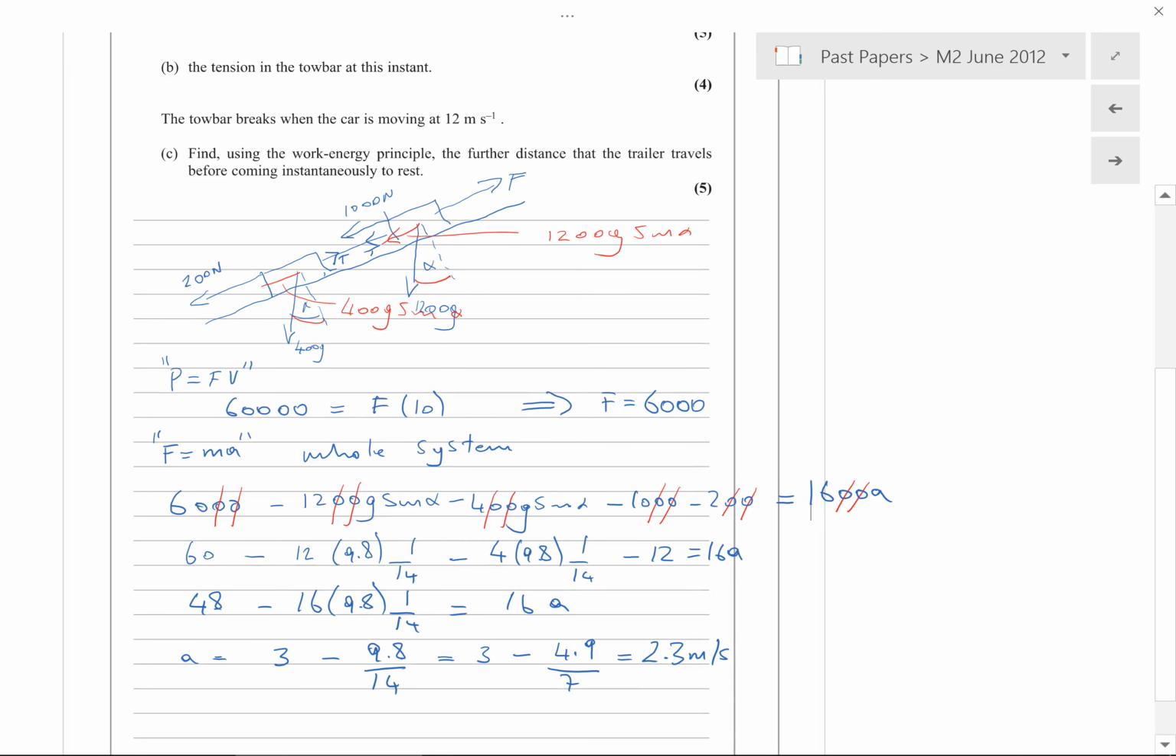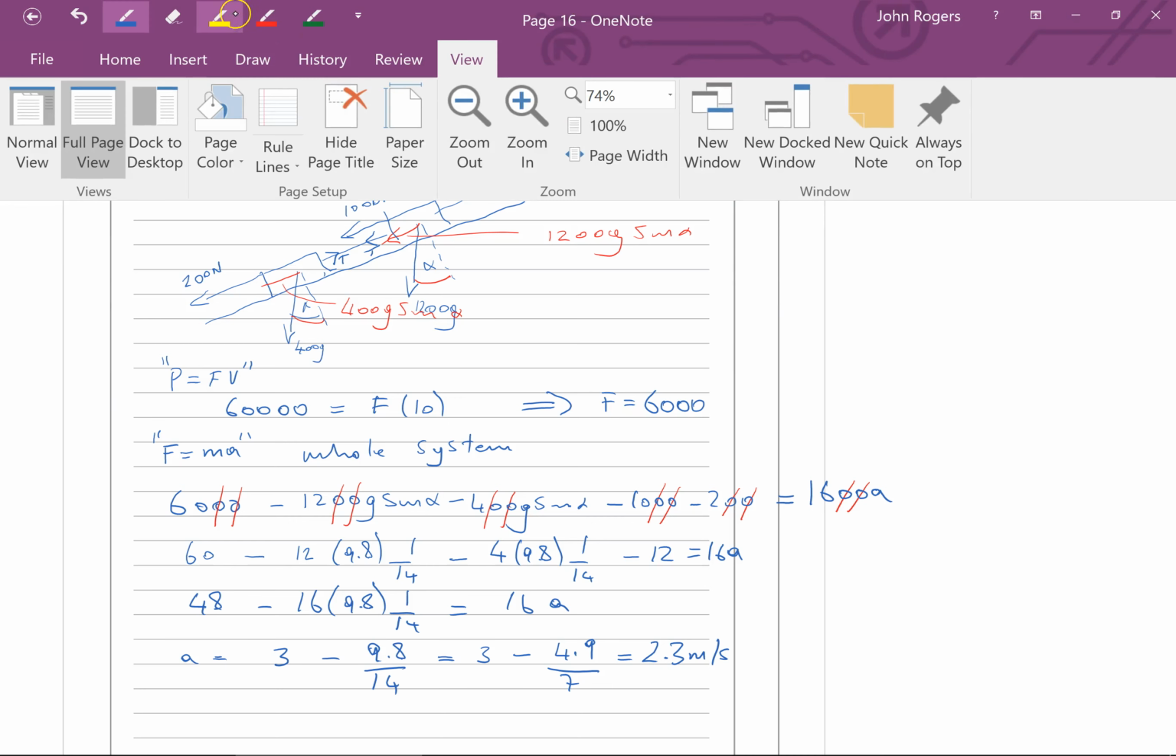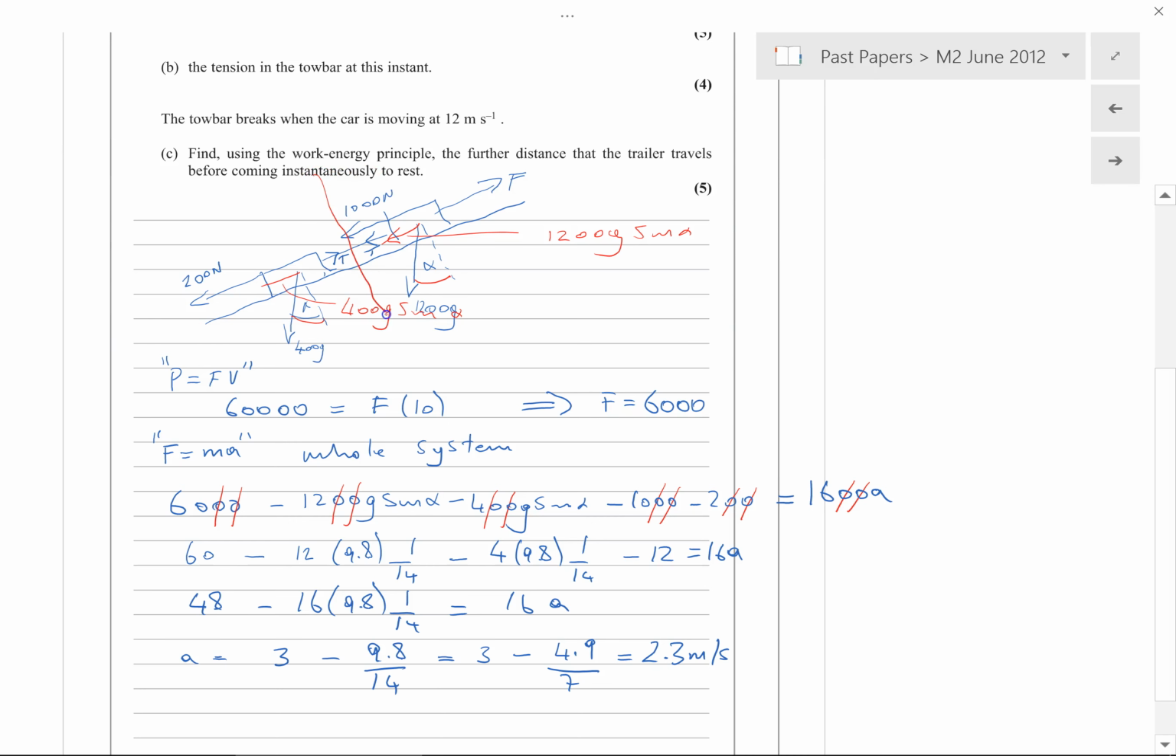Now we need to work out the tension. Now I need to look at either of the trailers separately, or either of these particles separately. I'm going to do the trailer, simply because there's fewer forces involved. So I'm going to do F equals ma on the trailer. So F equals ma on trailer.